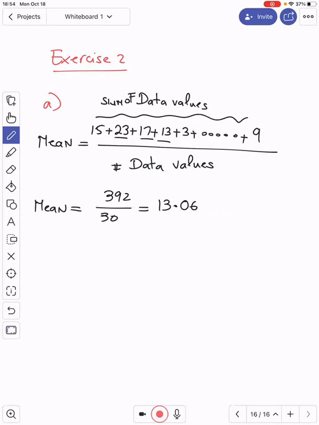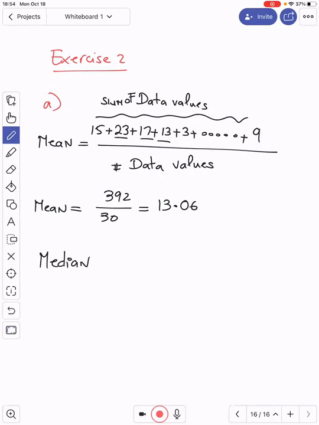Because I have to keep an eye on the review sheet and at the same time on the chat, sometimes I just miss some questions on the chat. But anyway, so then you have to find the median, right? So this is for the mean, and then for the median.